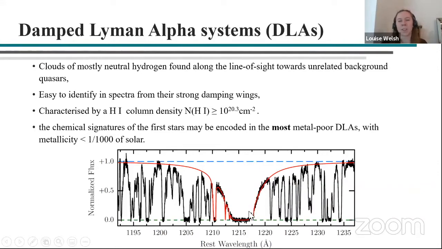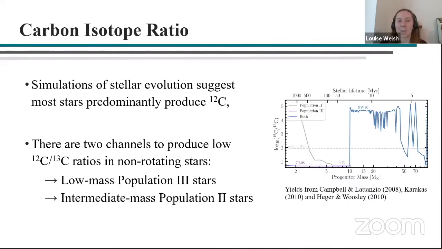And what we're really trying to do when we're looking for the first generation of stars and their chemical signature is to find the most metal deficient DLA possible. And these have metallicities almost 1,000th of that of the Sun. And for this search specifically, we've been looking for the carbon isotope ratio.